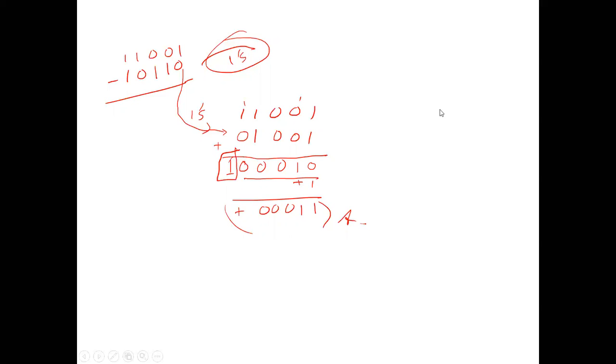If there is no carry, then the formula is different. If you have no carry, then the formula is different. Why no carry? All the time we know that our main value is the biggest value. Okay, suppose you have 500.